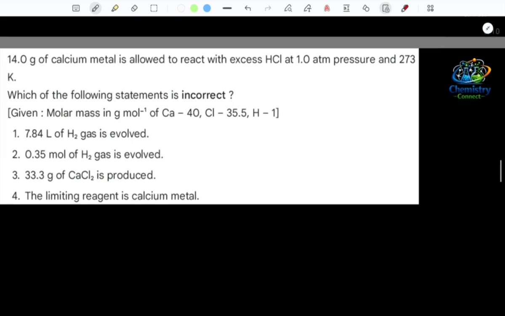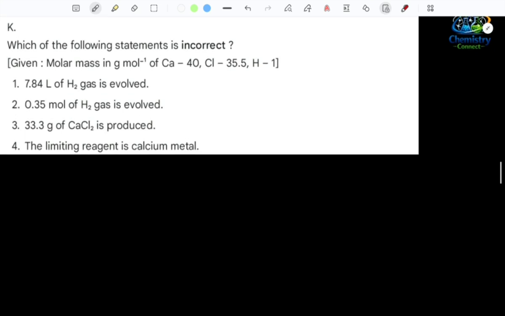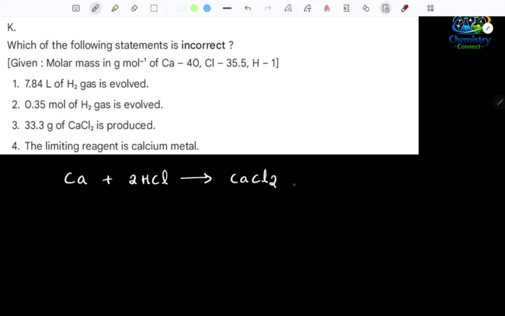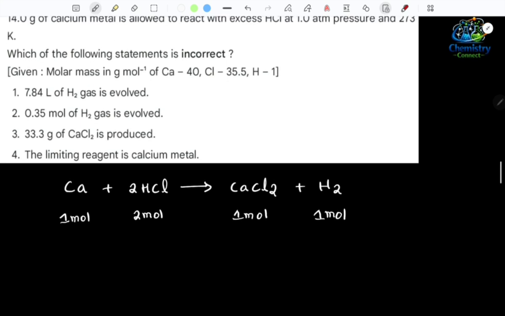The molar masses of calcium, chlorine and hydrogen are given here. So calcium reacts with excess HCl. Let me write the equation. We know very well that Ca reacts with 2 moles of HCl to give CaCl2 plus hydrogen gas liberated. According to the balanced equation, 1 mole of calcium, 2 moles of hydrochloric acid, gives 1 mole of calcium chloride and 1 mole of hydrogen. Let us check the options one by one.